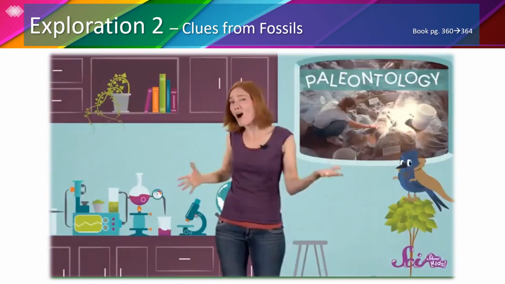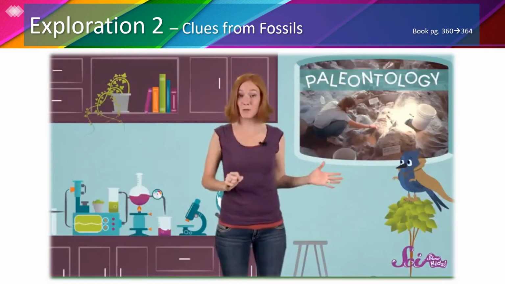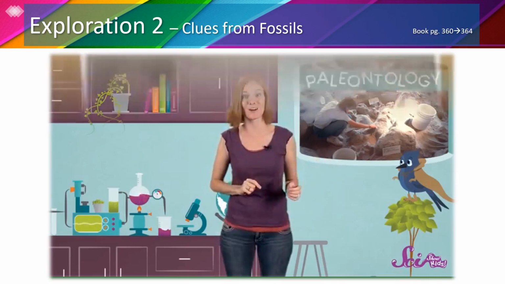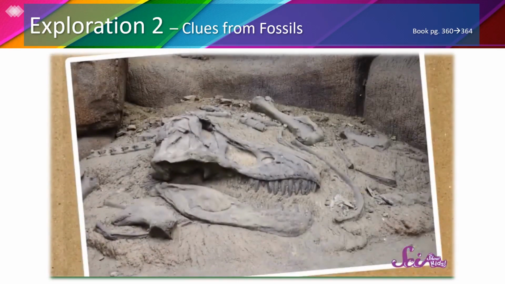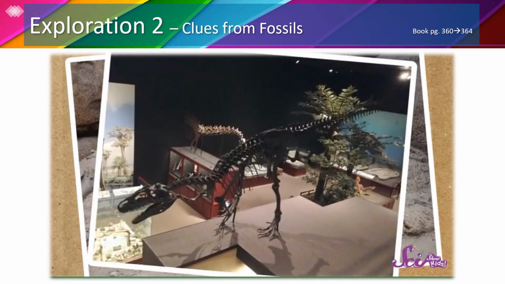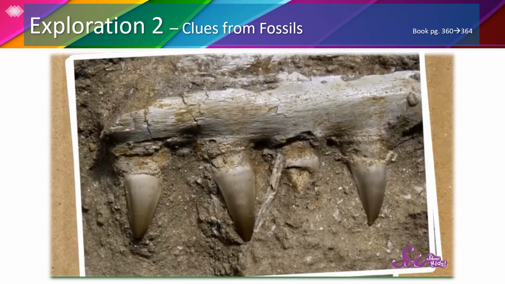Paleontologists have been able to make all of these discoveries because they're experts at reading the clues they find in fossils. If scientists find enough bones belonging to an extinct animal, like a dinosaur, they can put them together to figure out what that animal looked like. And if they find the dinosaur's teeth, they can figure out whether it ate plants or other animals, or both.